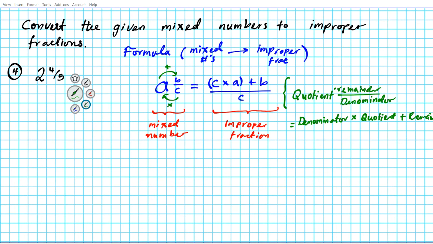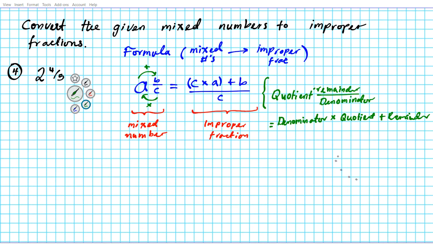Okay, let's shift it a little bit so you can see. And then this entire thing you have right here will be divided by the denominator. And that's how you convert to improper fraction. Don't forget to multiply first using please excuse my dear Aunt Sally, order of operations.